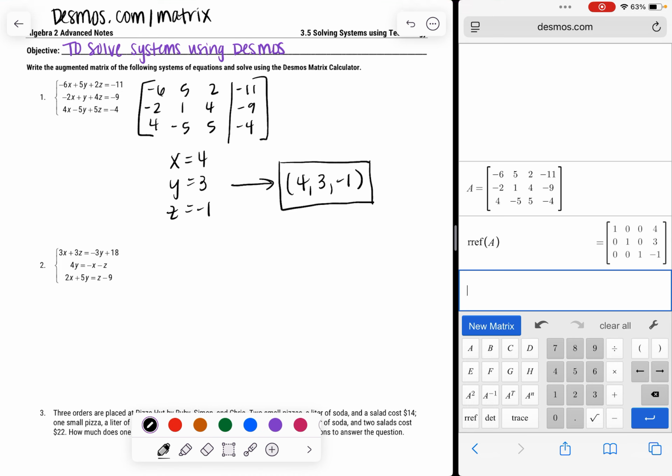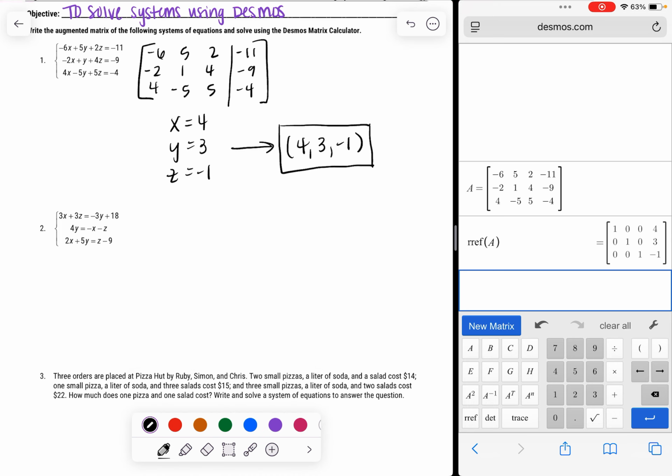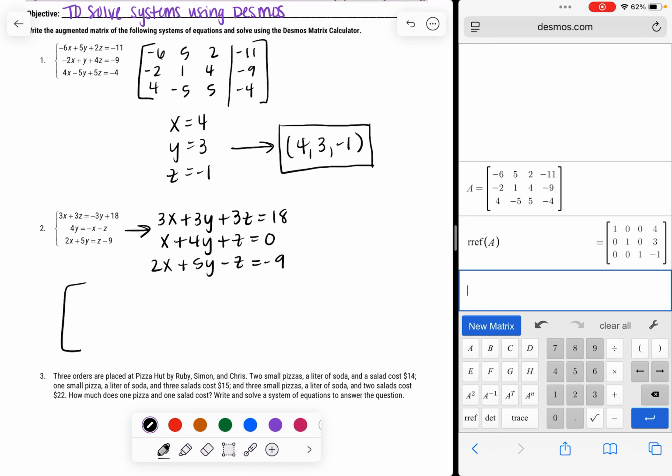So let's go ahead and try number 2. I'm going to go in. Again, make sure you're careful. I'm going to move everything to the left-hand side before I start converting it into my augmented matrix. So I'm going to have X plus 4Y plus Z equals 0. The side you move it on is completely preference. I just like moving everything to the left, so that's usually what I do. And then I'm going to go ahead and put it into my augmented matrix.